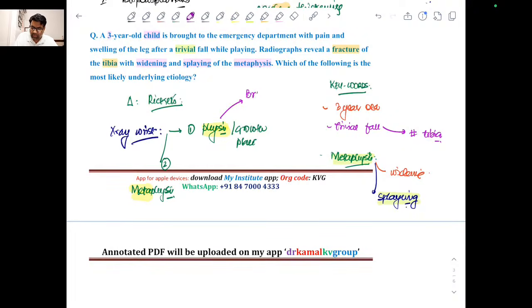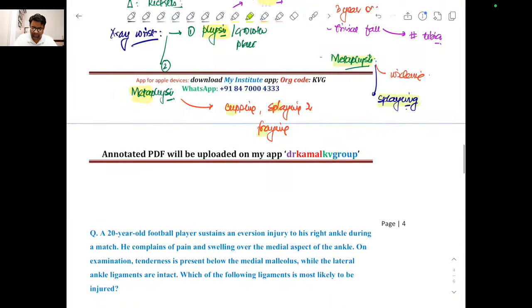There will be broadening or increase in width, right? So there will be broader physis. And what you need to remember in metaphysis, there will be cupping, splaying and fraying of metaphysis. So these are the classical words which you need to remember: broadening of physis and cupping, splaying or fraying of metaphysis. The moment you find these words in your exam question, please mark rickets. Okay, so that's very classical.